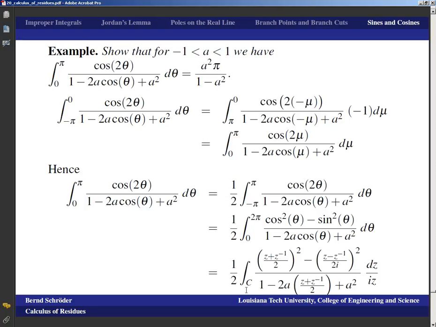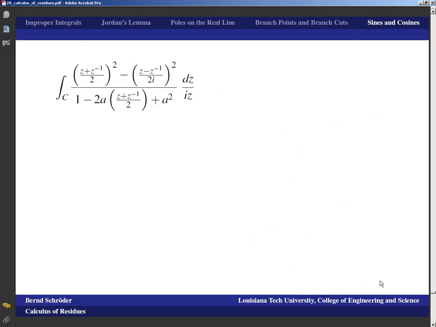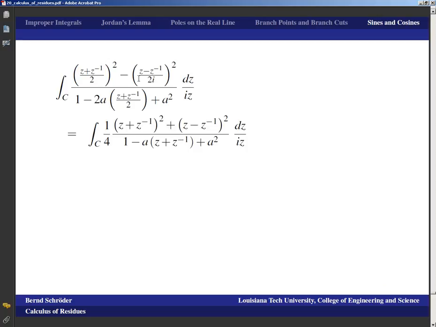So this is 1/2 times the integral over the unit circle, (z plus z inverse divided by 2) quantity squared, minus (z minus z inverse over 2i) quantity squared, over 1 minus 2a times (z plus z inverse divided by 2) plus a squared, dz over iz, and I just copy that over to the next slide here. And now we just do algebra. We just multiply things out. So what is this?